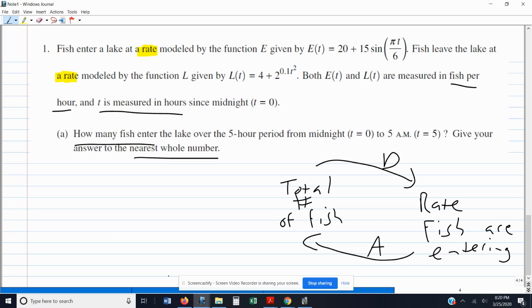So your first point on this question comes from if you write the actual integral from 0 to 5, and then the entering function, which is E of t dt. When you type that in your calculator, you would get your answer.